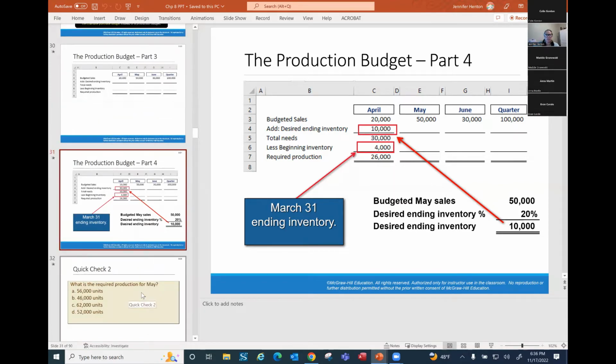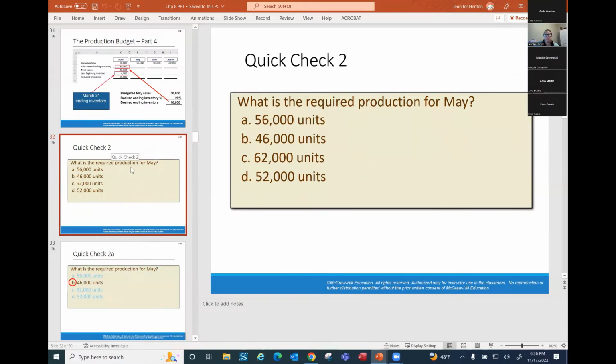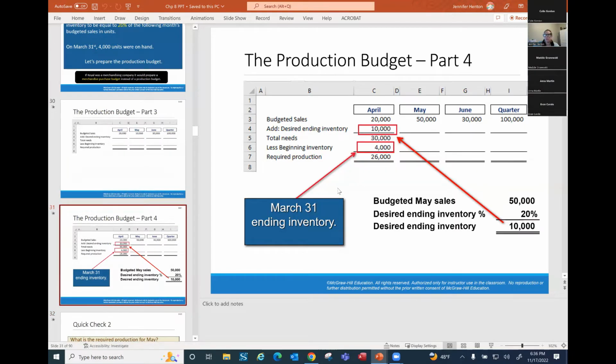The question says, what is the required production for May? But we have to do all the calculations for this. So for May, we have 50,000 units that we're budgeting to sell. Then it says, what's my desired ending inventory? I have to look to the next month, 30,000, times the 20%. So I have 6,000. So I have 50,000 plus 6,000 to give me my 56,000. But what comes into my beginning inventory? I have 10,000 coming forward. So this 10,000 that was my ending inventory is now going to be my May beginning inventory.